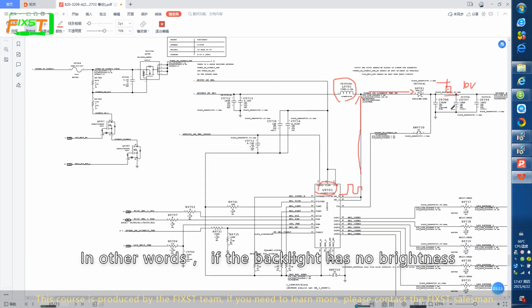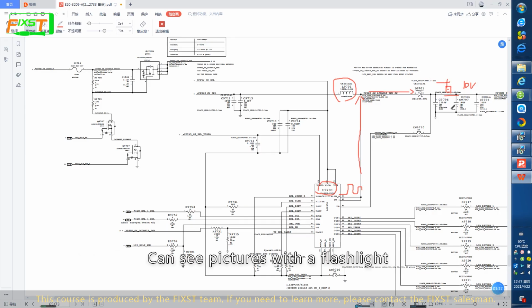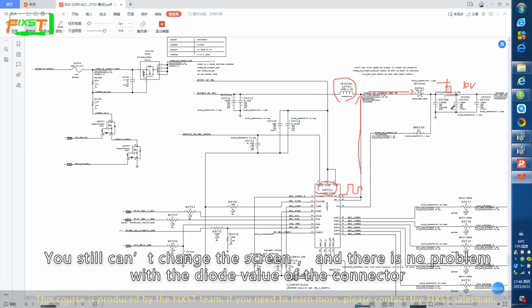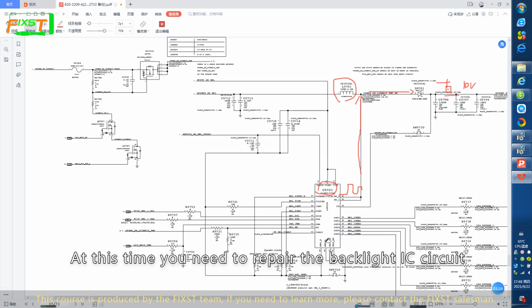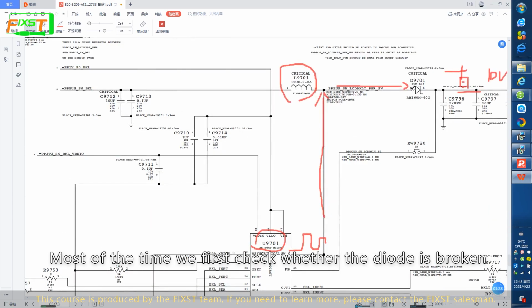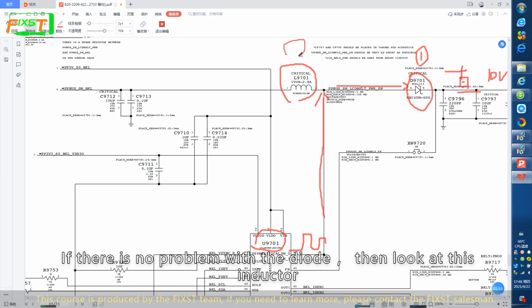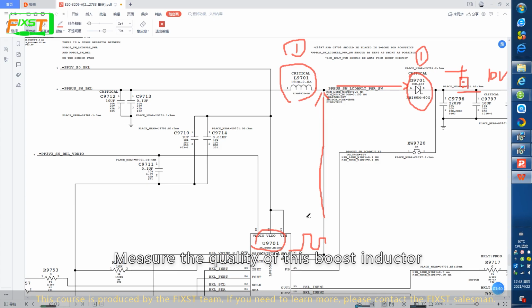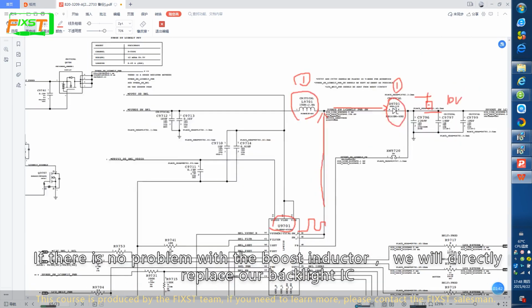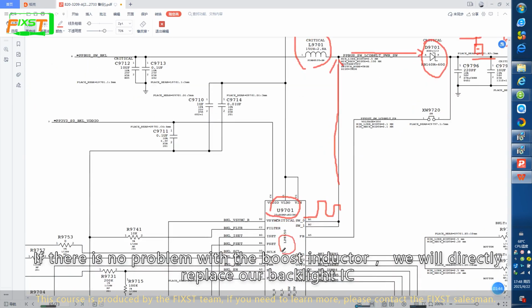In other words, if the backlight has no brightness, but you can see the picture with a flashlight, you still can change the screen. There is no problem with the diode value of the connector. At this time, you need to repair the Backlight IC circuit. Most of the time, we first check whether the diode is broken. The method of diode measurement we have to talk about in the course. If there is no problem with the diode, then look at this inductor. Measure the quality of this boost inductor. If there is no problem with the boost inductor, we directly replace the Backlight IC.